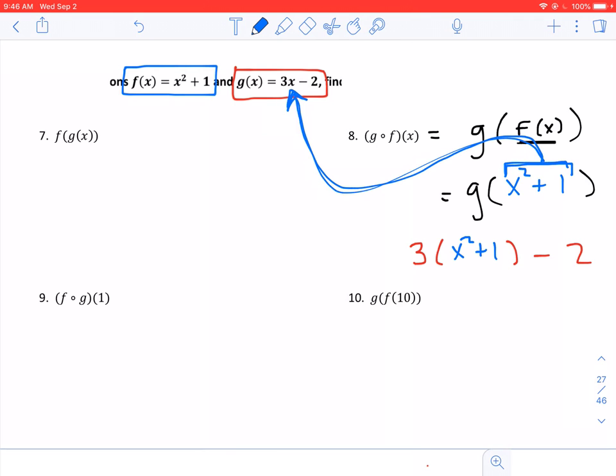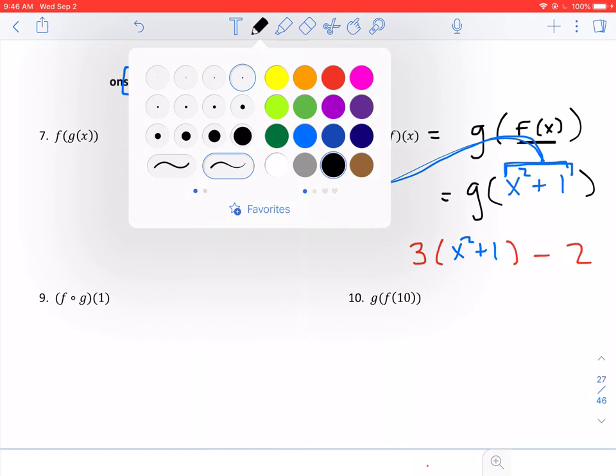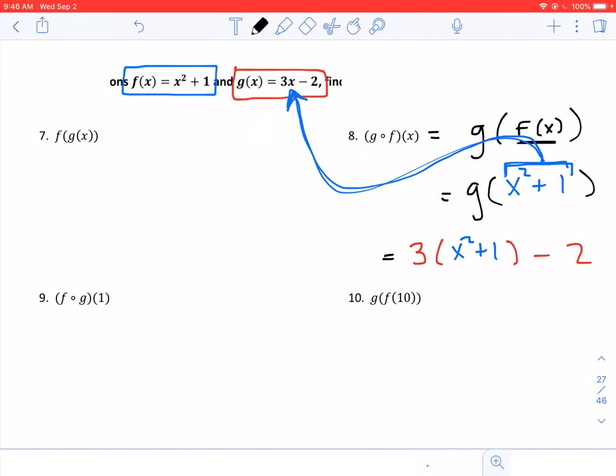Okay. And then the rest is just a matter of simplifying. The hardest part of the problem is just knowing what it's asking. It's asking you to take the inside function, f of x, plug it into g. That's exactly what we did. We took x squared plus 1 and plugged it into g.